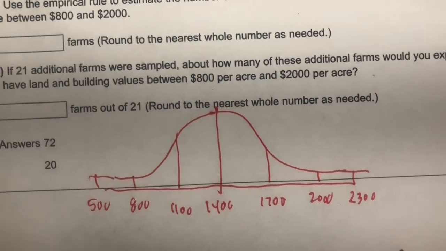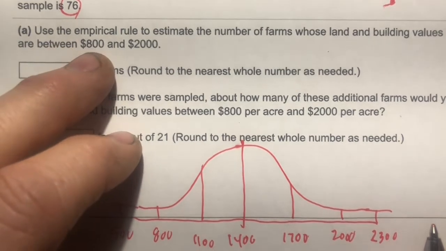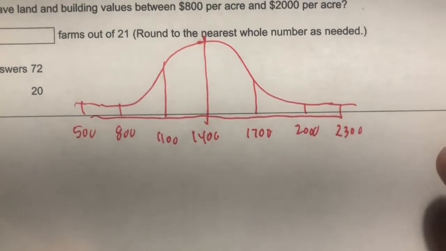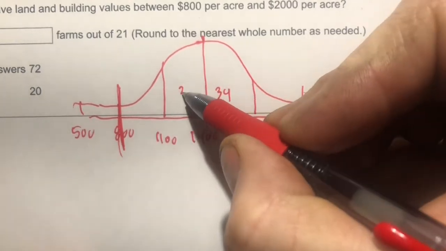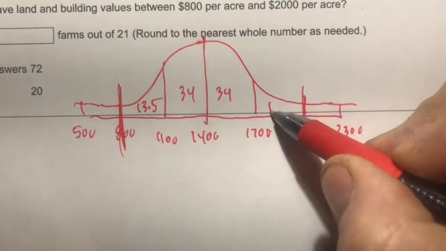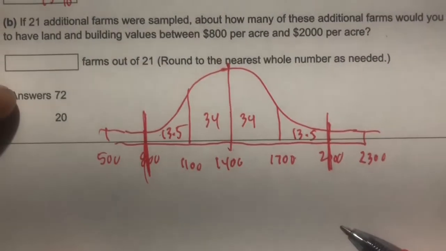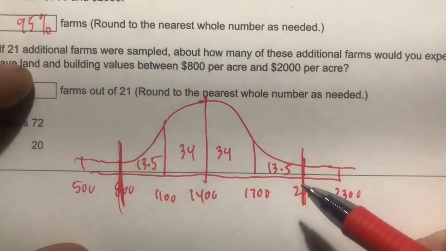Okay. Now the question says on here, the percent between 800 and 2,000. All right, so if I look here, 800 is right there, 2,000 is right there. So this is 34, 34, this is 13.5, 13.5, and when I add those up, 95%. Okay, all right, now we've got this not finished because it says on here, use the empirical rule to estimate the number of farms. All right, this is the percent.